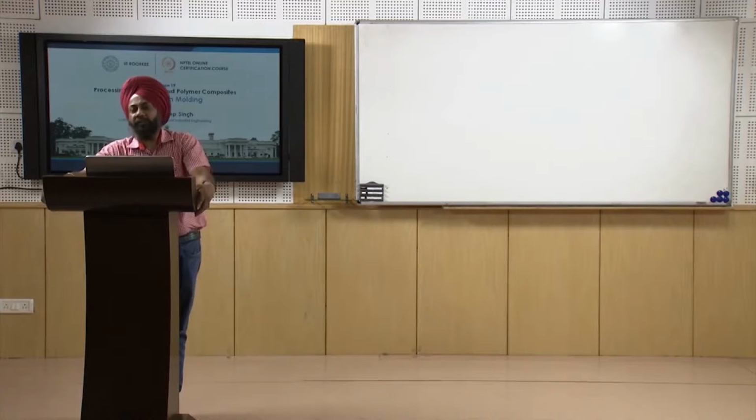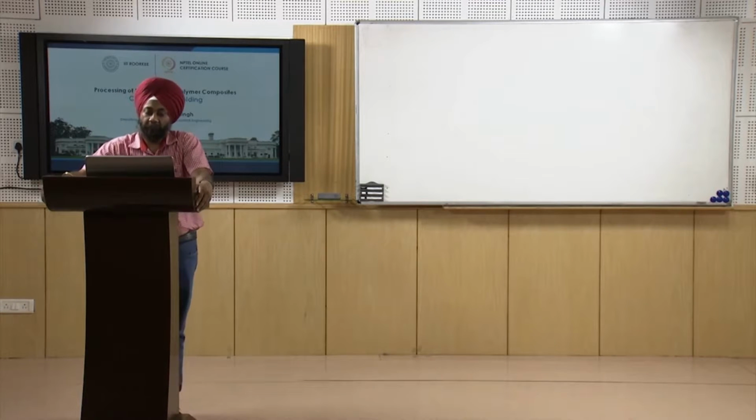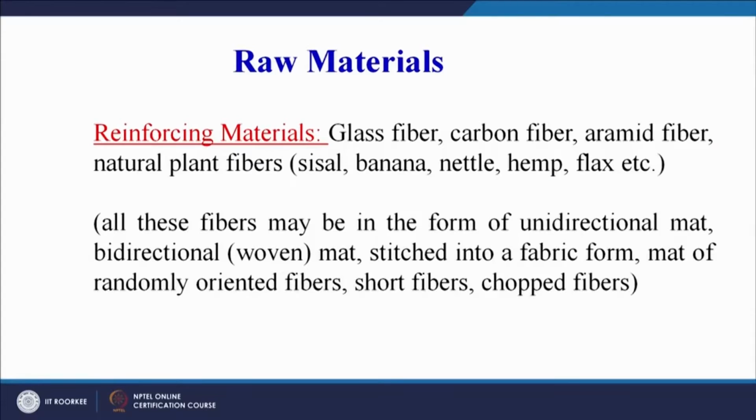What can be the raw materials that can be used? So basically two types of raw materials or two types of constituents are there. The first one is a reinforcing material, that is glass fiber, carbon fiber, aramid fiber. So natural plant fibers can be there like sisal, banana, nettle, hemp, flax, etc.